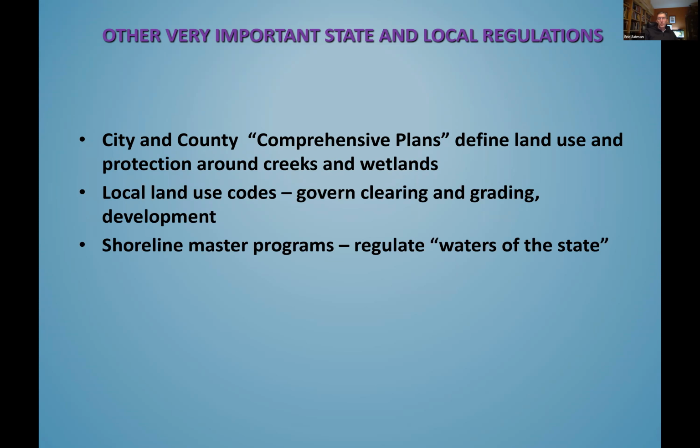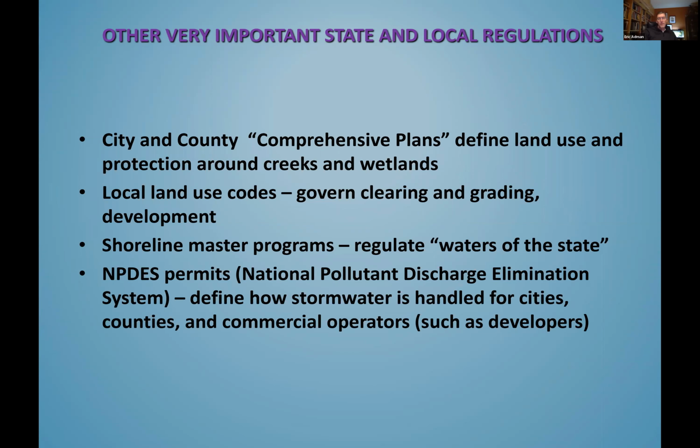There's these programs called shoreline master programs that regulate typically large water bodies that are considered to be waters of the state. So larger creeks and lakes are regulated by those. And there's also something called an NPDES permit, National Pollutant Discharge Elimination System, which essentially defines how cities and also how large commercial operators are going to handle their stormwater. This is something that's required by the EPA. It's typically regulated by the State Department of Ecology in our state. And so a city, for instance, or a county has to prepare a plan that says, here's how we're going to deal with stormwater issues in our area. That plan has to be approved by the Department of Ecology. So that's another big set of regulations that affects water quality.